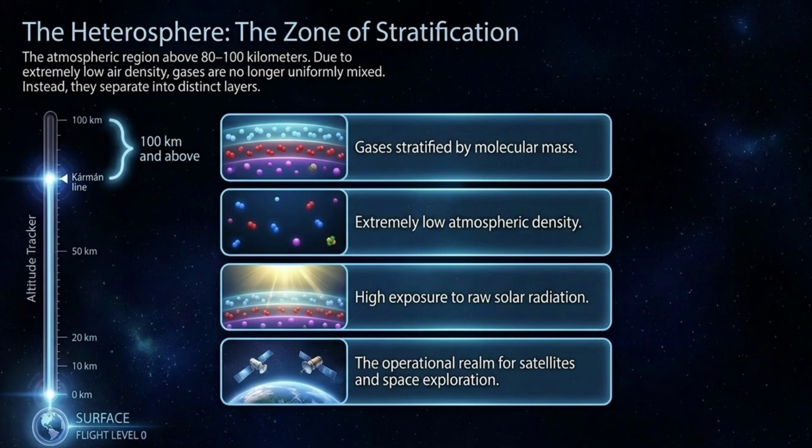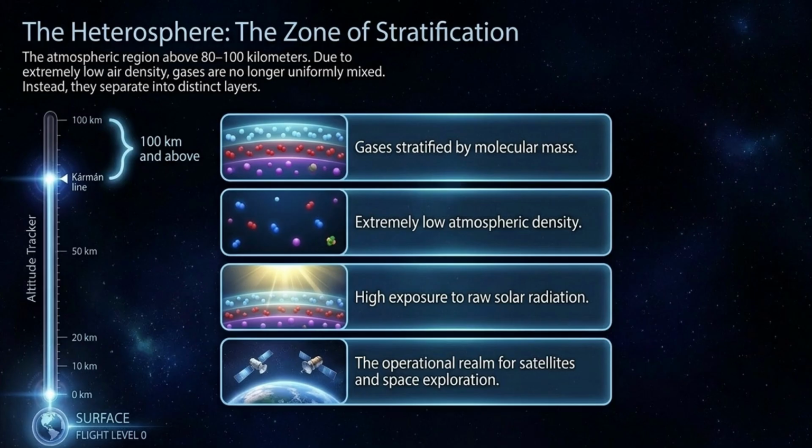Now let's understand the heterosphere. The heterosphere is the atmospheric region located above approximately 80 to 100 kilometers. In this region, the air density becomes extremely low, so the gases are no longer mixed as thoroughly as they are in the homosphere. Here, the gases begin to separate and form distinct layers according to their molecular mass. This process is also called stratification.